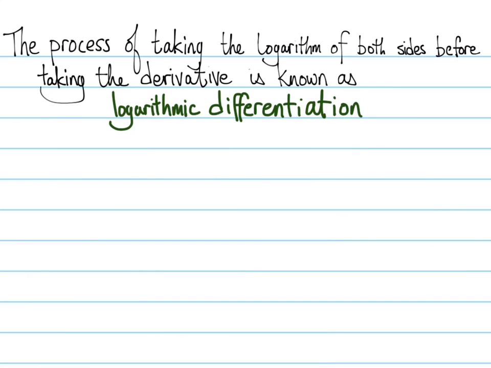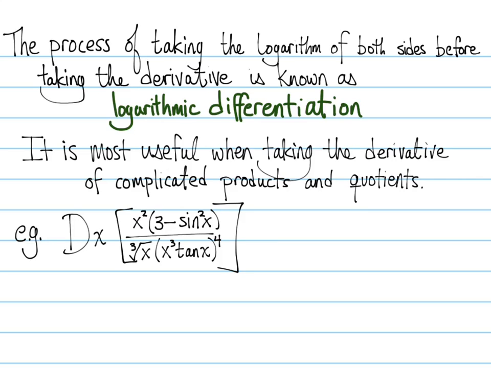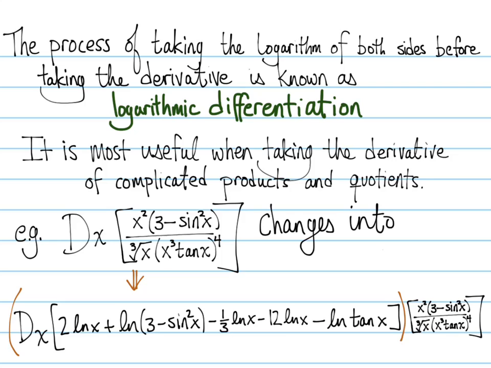So the process of taking the logarithm of both sides before taking the derivative is known as logarithmic differentiation. It's absolutely most useful when we try to take the derivative of complicated products and quotients. Look at that terrible thing that we're trying to take the derivative of. In the bottom, we have a product. In the top, we have a product. We have a quotient overall. We have powers everywhere.